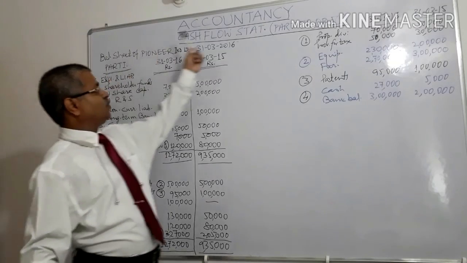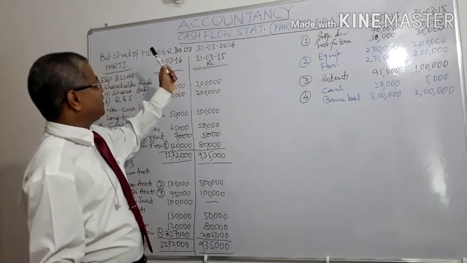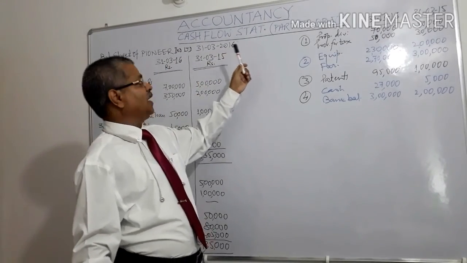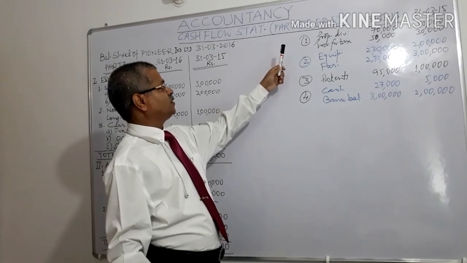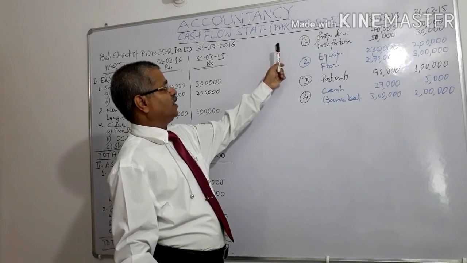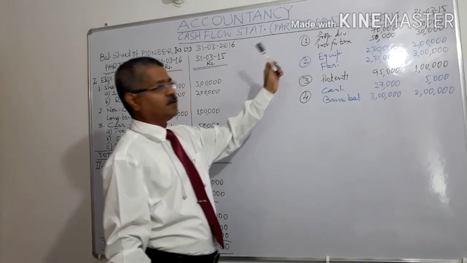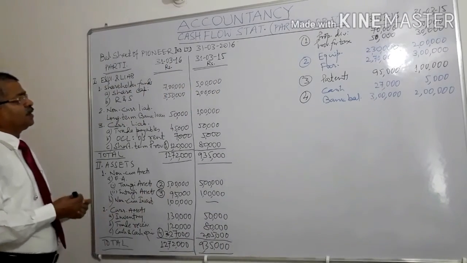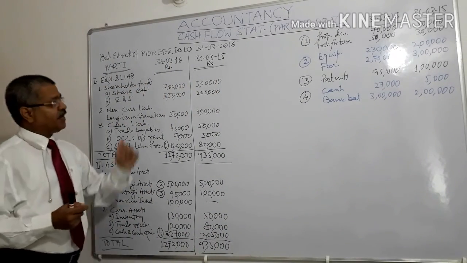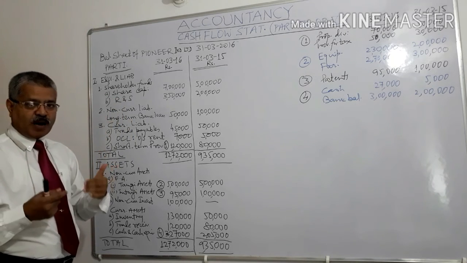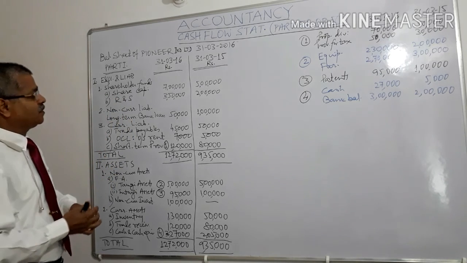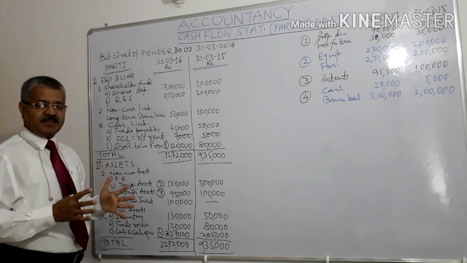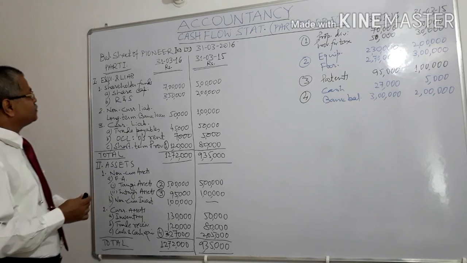Today our subject is accountancy. Our chapter is cash flow statement and we have divided it in 6 parts. 5 parts we have already covered. So this is the 6th part, last part of this chapter. In this, towards the end of this chapter, we will try to understand how to prepare a cash flow statement. We have already learned everything else in the first 5 parts.